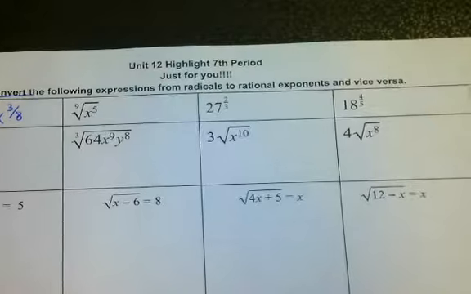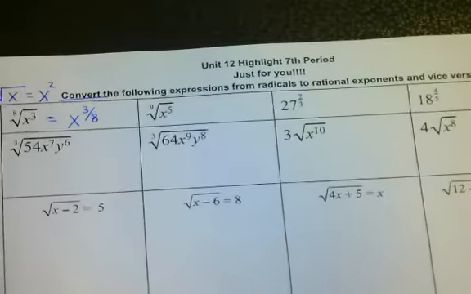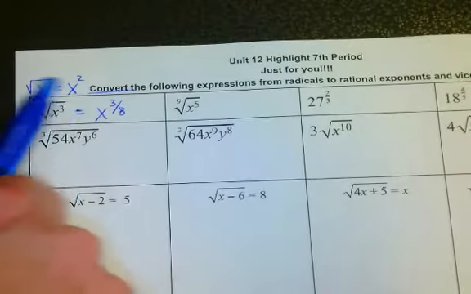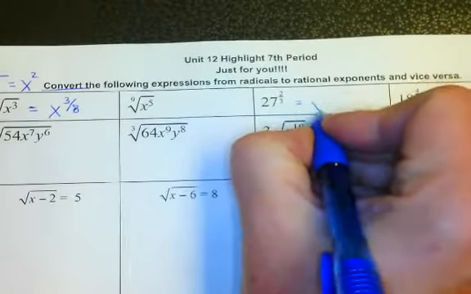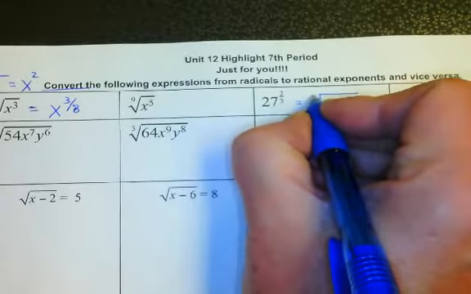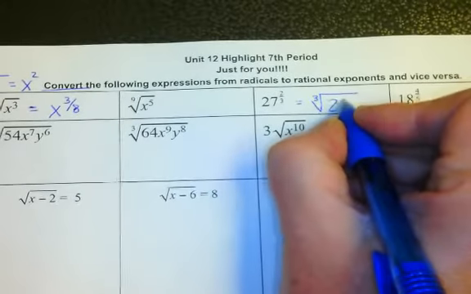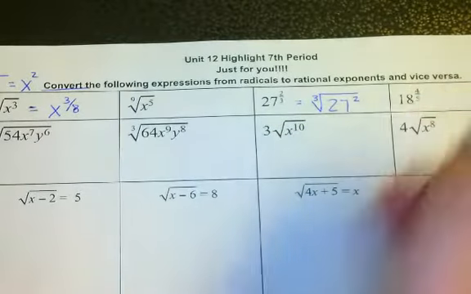again, I'm starting with an exponent, so I'm going to end up with a square root, or a root of some sort, okay? So on this one here, I know I'm going to have a radical. This number's on the bottom, so it goes in the crack, and then 27 to the power of 2.